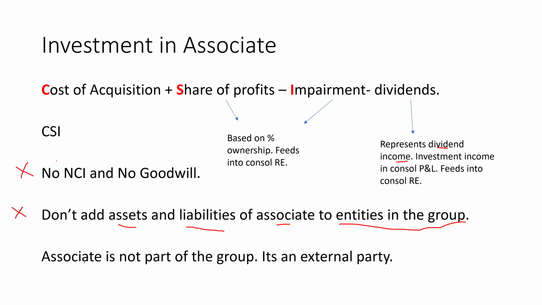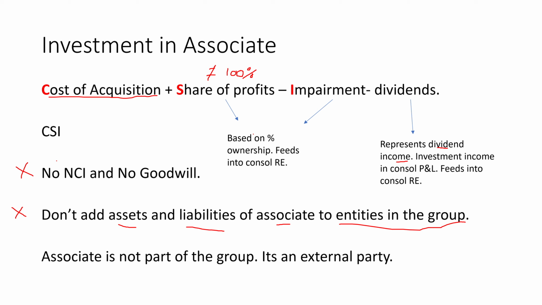I just want to emphasize that the associate is not part of the group. It's an external party, so you need to treat it like an external party. To recognize an investment in an associate, we have the cost of acquisition. So you debit investment in an associate and credit maybe liability or cash. You then add on your share of profit, so that's not the same as 100%. Instead, you add the share of profits.